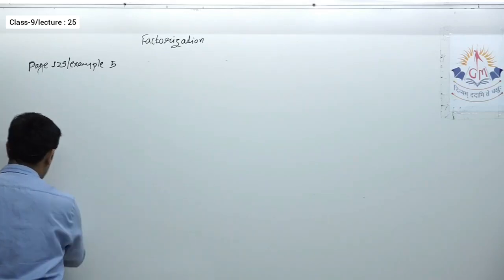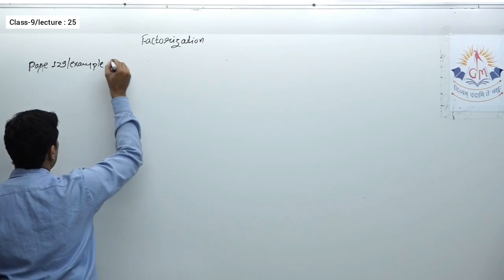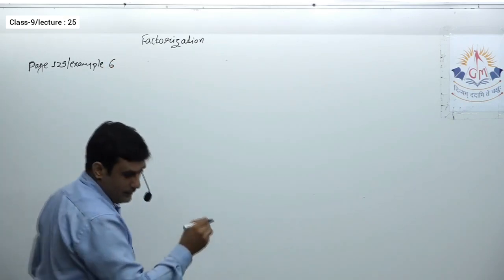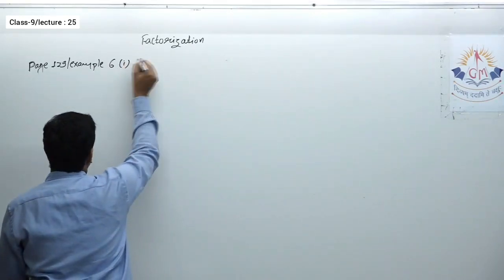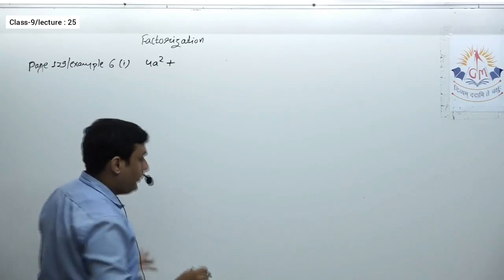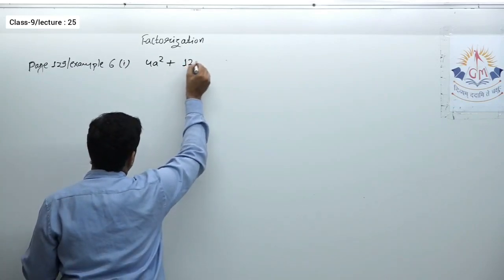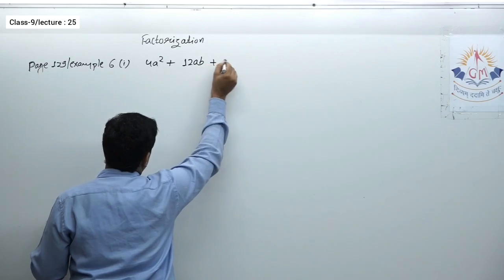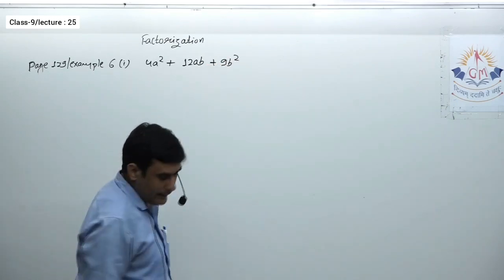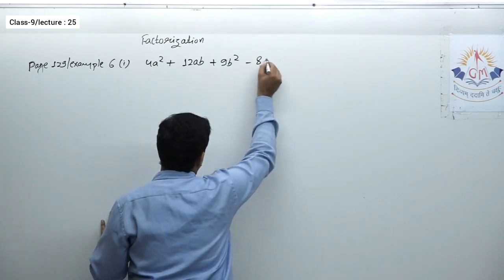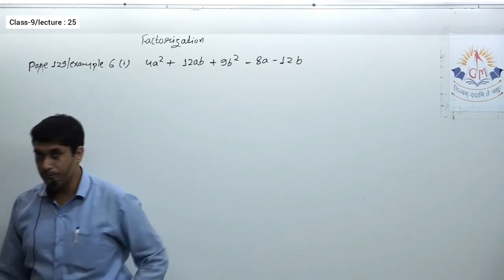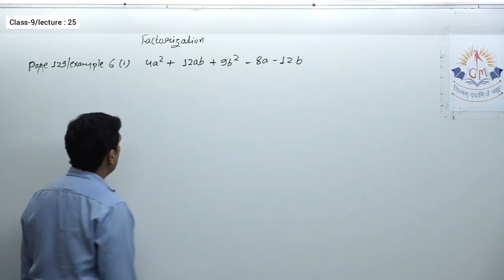Example number 6. Okay, from the same page number, its first part, 4a square plus 12ab plus 9b square minus 8a minus 12b. Okay, so now how to factorize this?